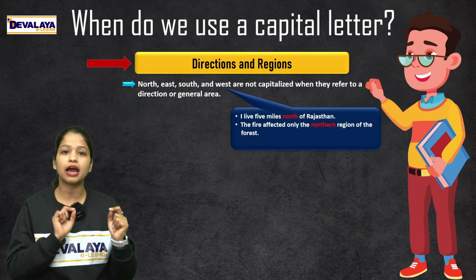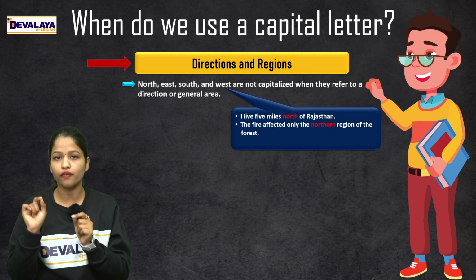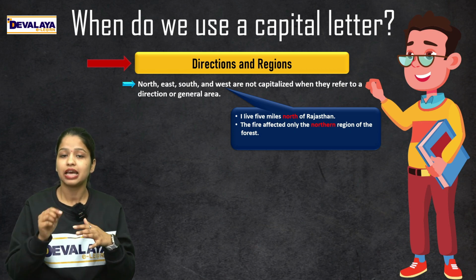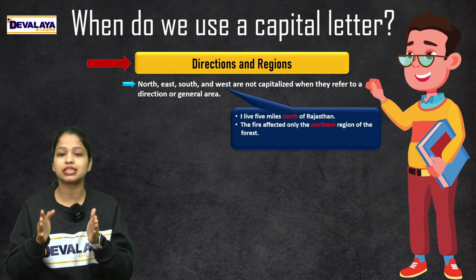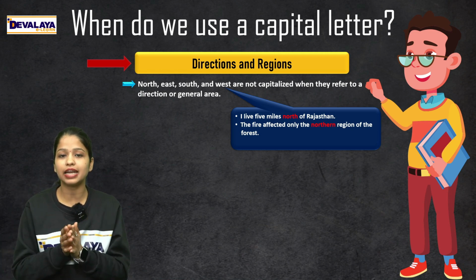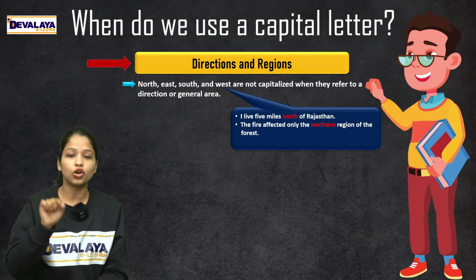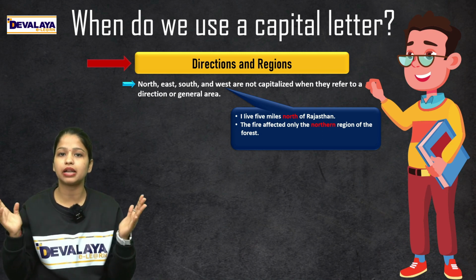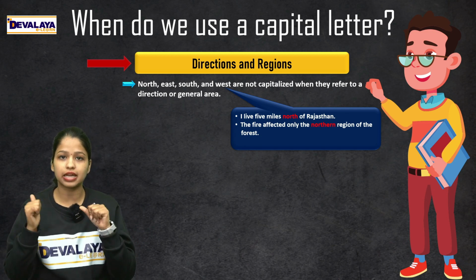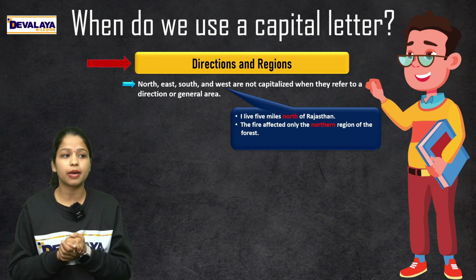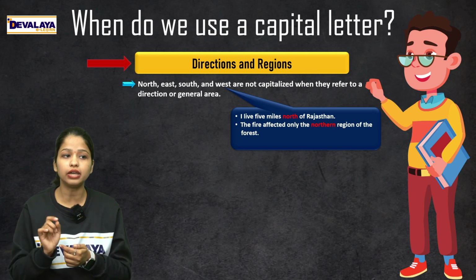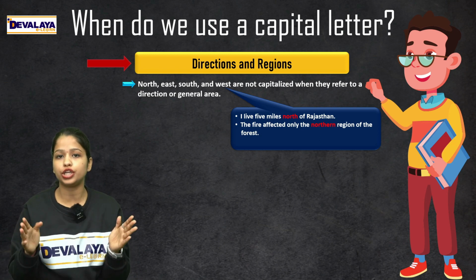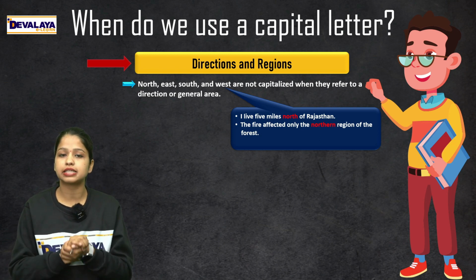If I'm saying I live 5 miles north of Rajasthan, that means we are not talking about a particular state. Right now, we are just taking this as a general direction, right? That is why we are not using north's N capital. We don't need to use north as a capital letter. See, you can see that in the slide as well, right? And the next example is the fire affected only the northern region of the forest. So at this time, we don't need to use north or northern as a capital letter.